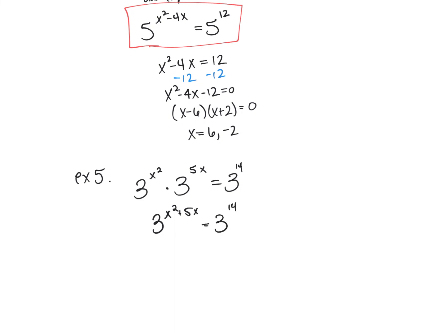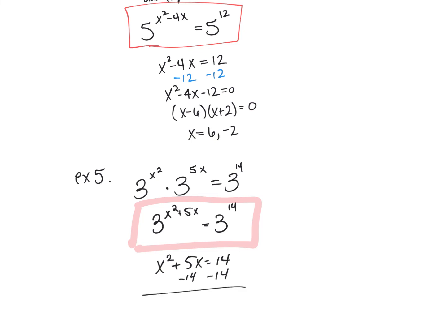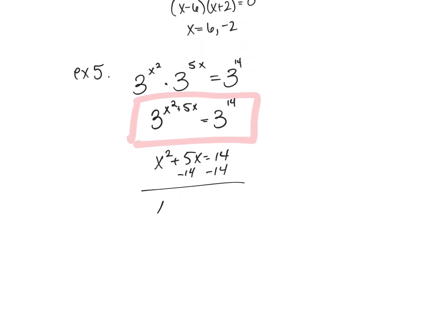That's our critical step. Then we're going to set our exponents equal to each other. X squared plus 5x equals 14. Minus the 14. Remember that we can't combine the 14 with the 5x. It's x squared plus 5x minus 14 equals 0. Whenever we have the x squared and the x in an equation, we want to get it equal to 0, and then we have to use our factoring skills.